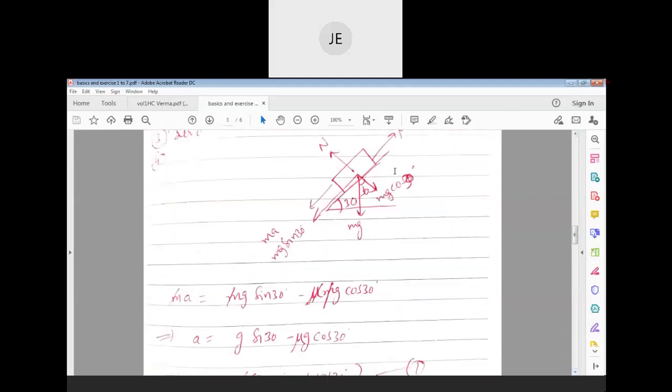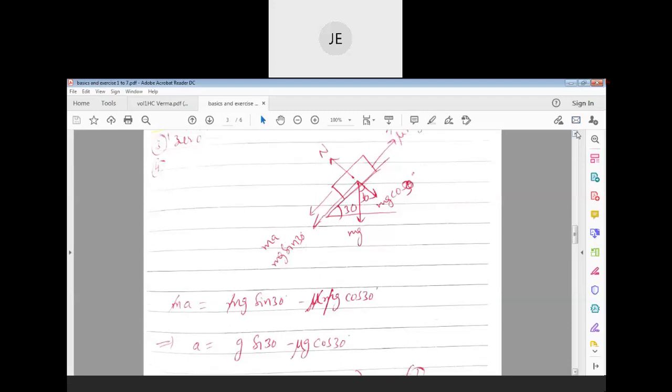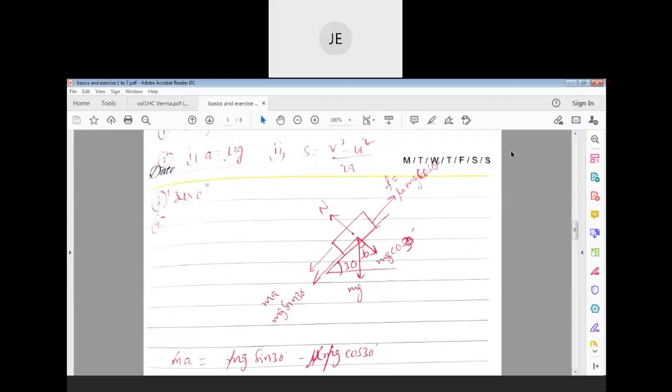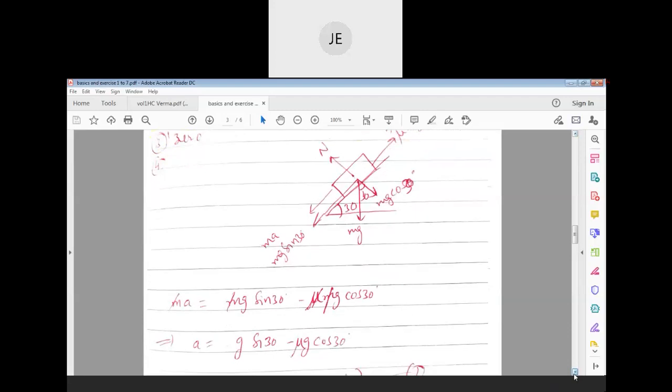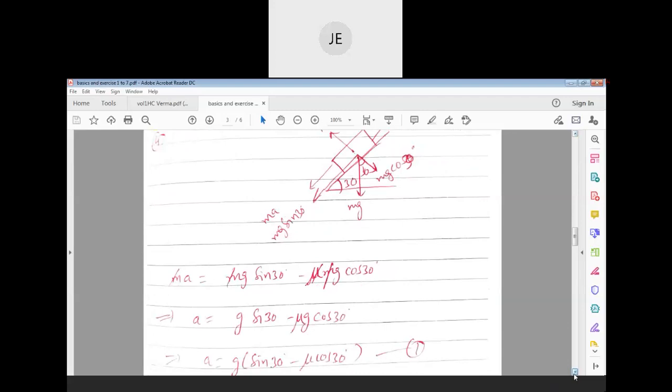So for example, inclined surface is some 30 degree, and the weight component will act downwards, mg sin theta, along the incline, and upwards mu mg cos theta will apply. So if you take out the net force equation, mg sin theta minus mu mg cos theta is equal to Ma, so from there you will get a is equal to g sin theta minus mu g cos theta.